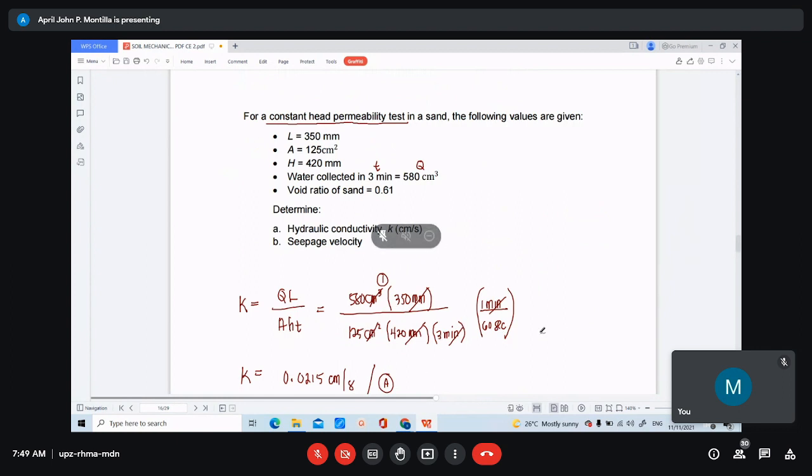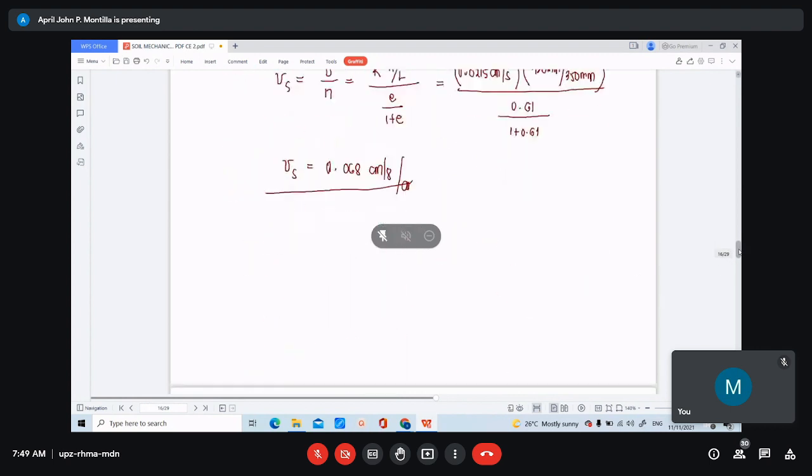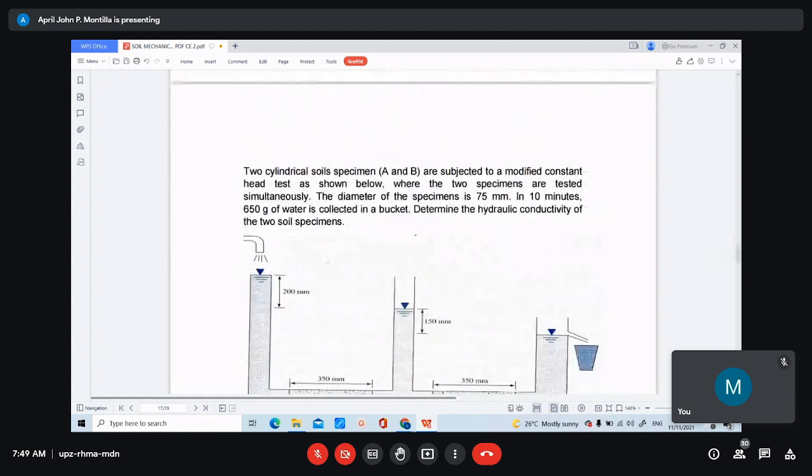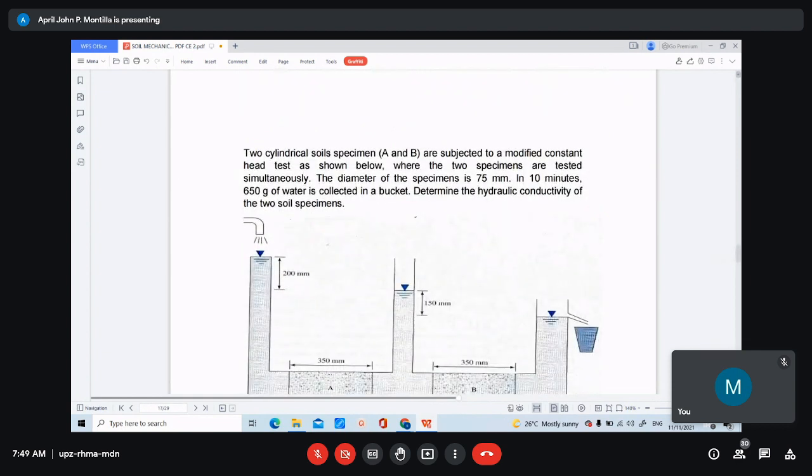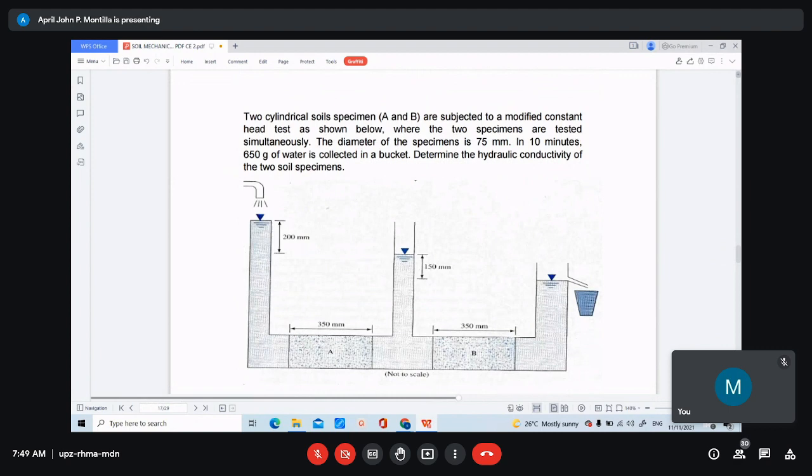So isipin nyo, for an examination, paano papahirapan ni sir yung problem na to? Paano magiging tricky? Paano hihirap? Pwede na po magbigay ng ganun. Pero isipin nyo kung ano yung posibleng maibigay sa exam.